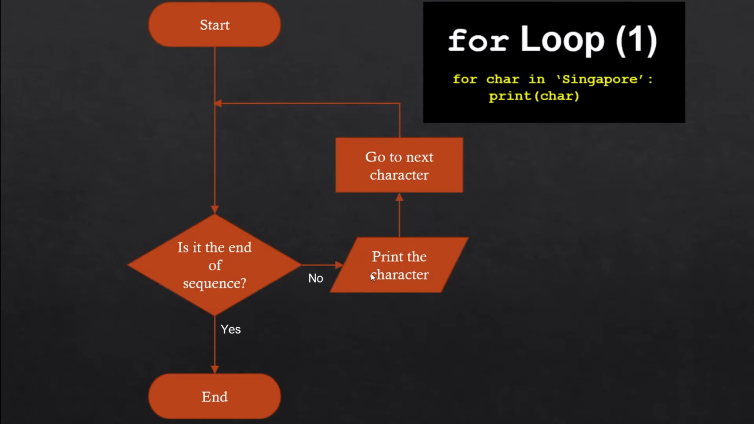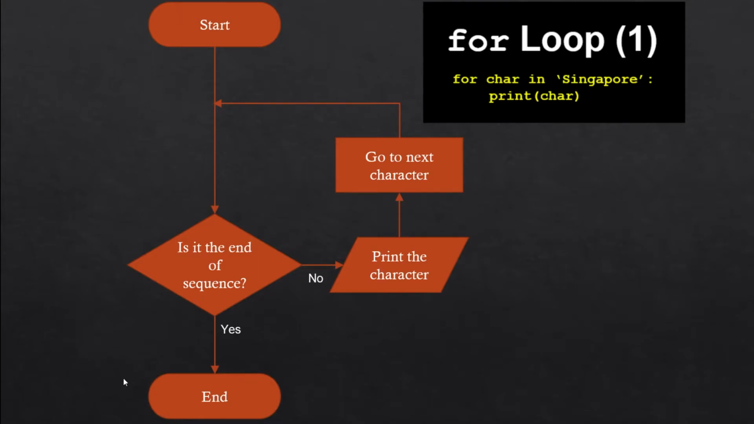Now, how this works in the case of a flow chart. The question to ask is: is it the end of sequence? If it's not the end of sequence, assign the next letter to the loop variable, print that character, then go to the next character. If there's a next character, it's not the end of sequence, so continue printing until SINGAPORE. You print the last E now. Is this the end of sequence? No. Print the character. Go to next character. Is there any next character? If there isn't any character, that means this is the end of sequence. Your code will therefore end.